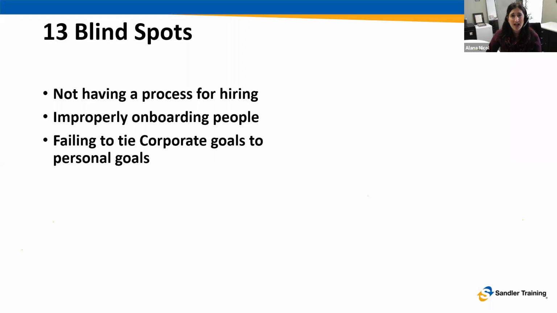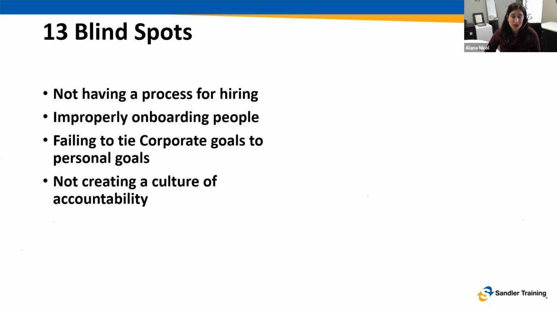The next one, failing to tie corporate goals to personal goals. So hopefully all of you have published, documented, shared goals that are SMART: specific, measurable, attainable, realistic, timely. Hopefully you have those. But where we see a disconnect sometimes is failing to tie those corporate goals to personal goals. So we're going to talk about that one today too, and how it's really important as a leader to figure out what drives your people, what are their goals, and how do we tie their goals to the company goals so we're all rowing the boat in the same direction.